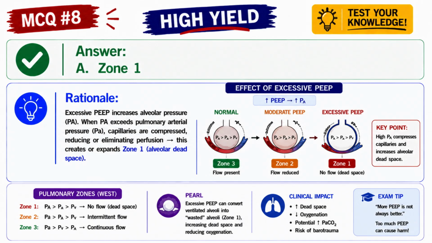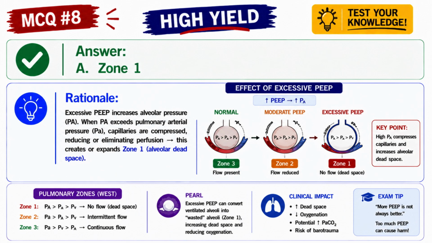First, wasted ventilation. Minute ventilation is being delivered to regions that cannot contribute to gas exchange. CO₂ elimination becomes less efficient. PaCO₂ rises unless minute ventilation is increased.